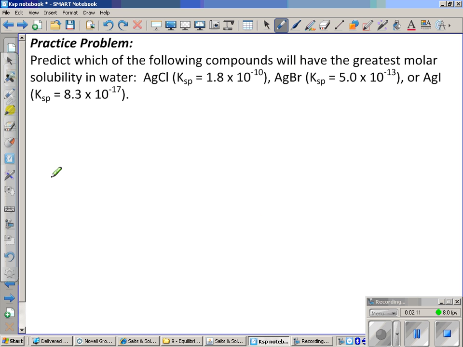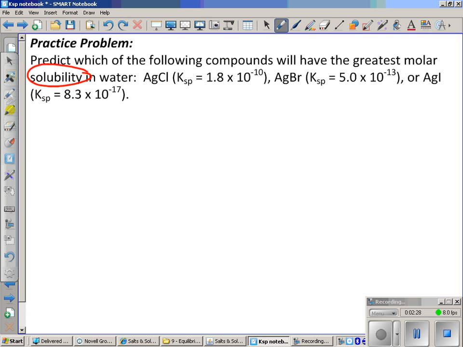I want to explain something to you. Before we do that, let's do this problem. This one is unrelated to that. This is just a little bit more straightforward. It says, predict which of the following compounds will have the greatest molar solubility. Essentially they're asking which one is most soluble.